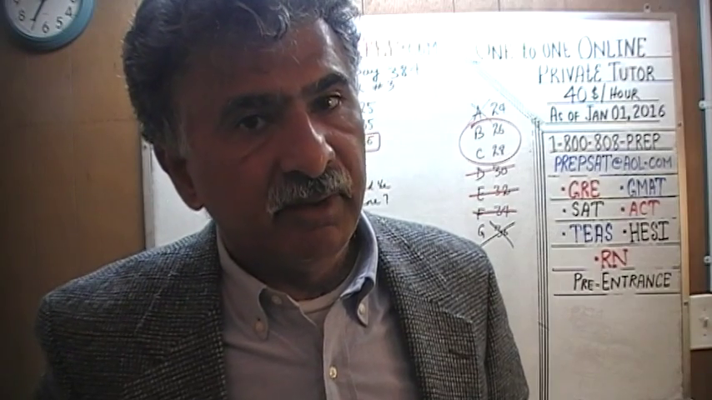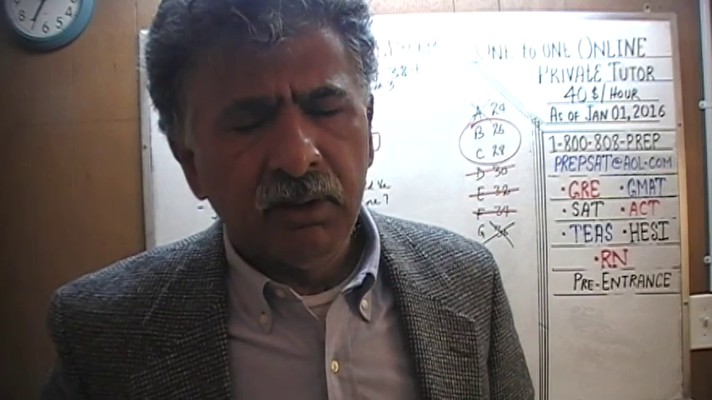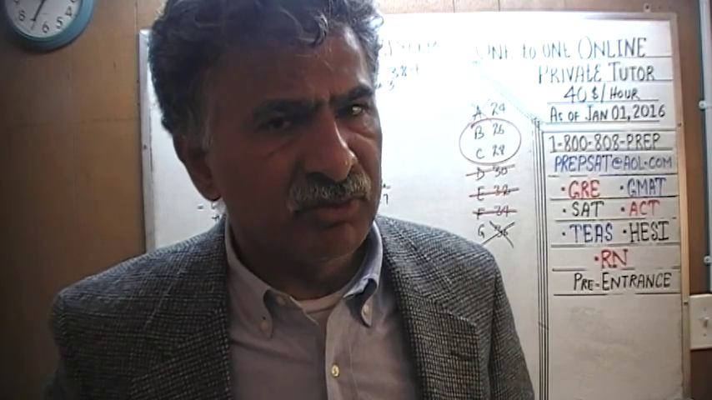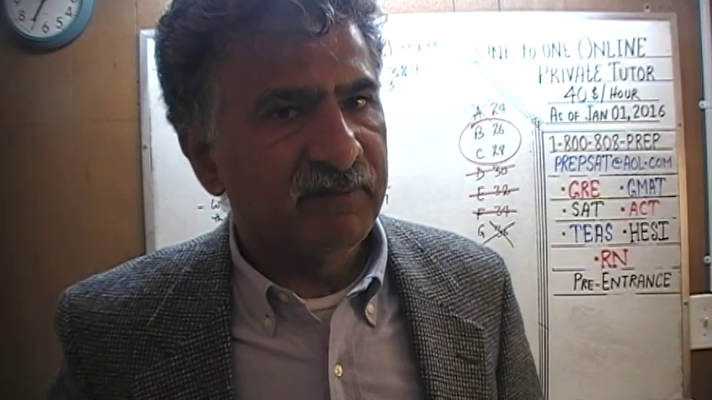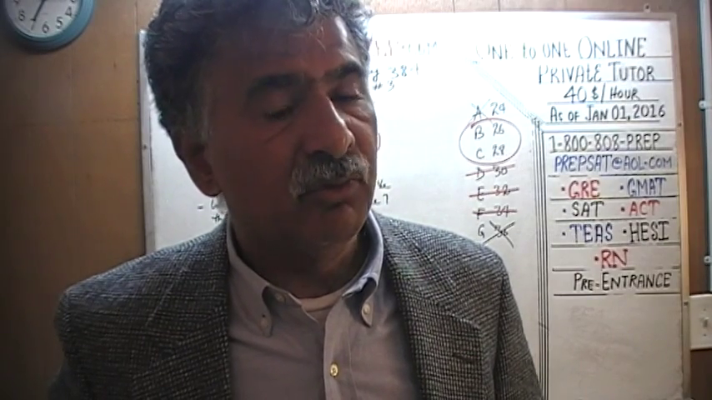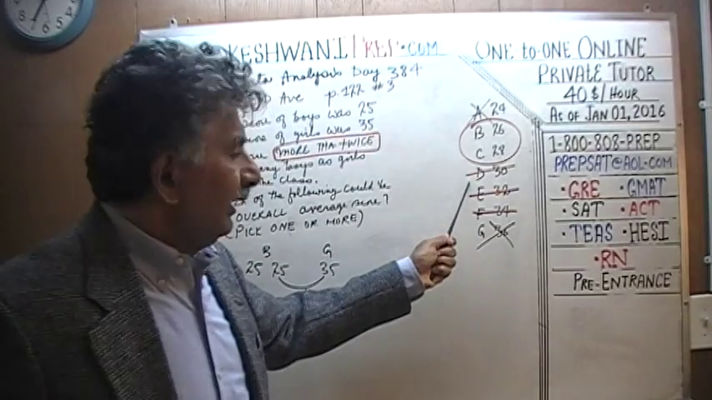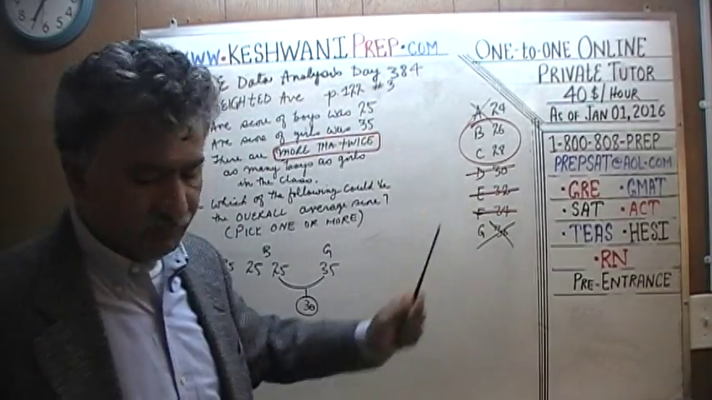Another thing we have to understand is that if there were in fact exactly the same number of boys as girls, given the fact that the boys scored on average 25 points and the girls on average scored 35 points, in that case the average would have been exactly the middle number, which is 30. But because there are more than twice as many boys as girls, they pull the average down. That tells us the average cannot be 30. It cannot be anything above 30.